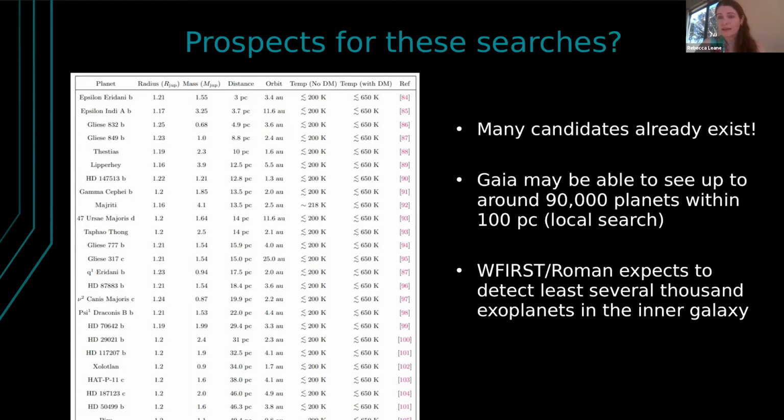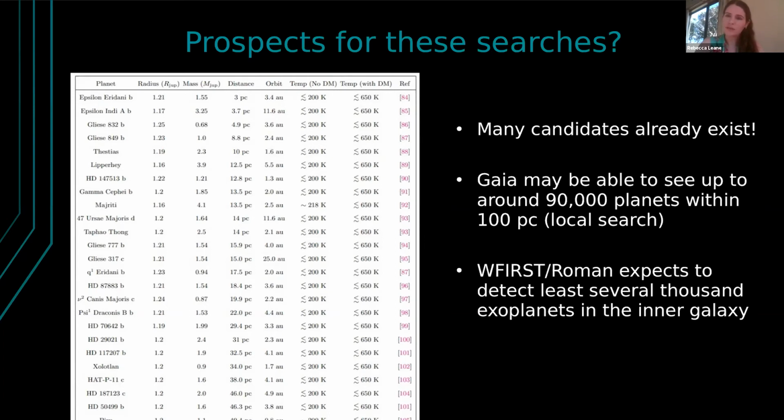And Gaia thinks they can do this. So Gaia has estimated they might be able to see up to 90,000 exoplanets in the local area, so within 100 parsec in the next few years. So that's a lot. So if we could use a number of these, that would be excellent for statistics.